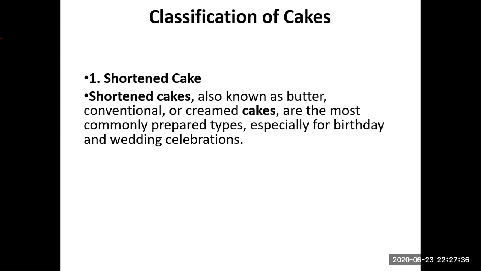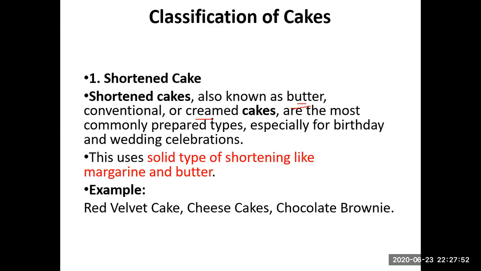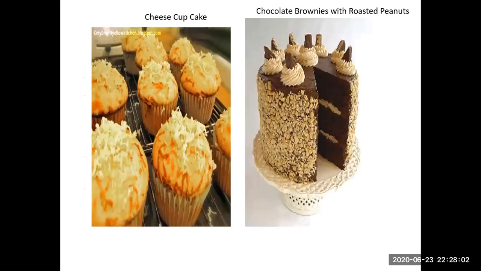In the case of shortened cakes, as we already mentioned, we use shortening like solid shortening, butter, margarine, those kinds of materials, and it's mainly cream cakes. Examples are red velvet cake, cheesecake, or chocolate brownies, all of the cakes prepared using butter or margarine. Here are some figures or images.